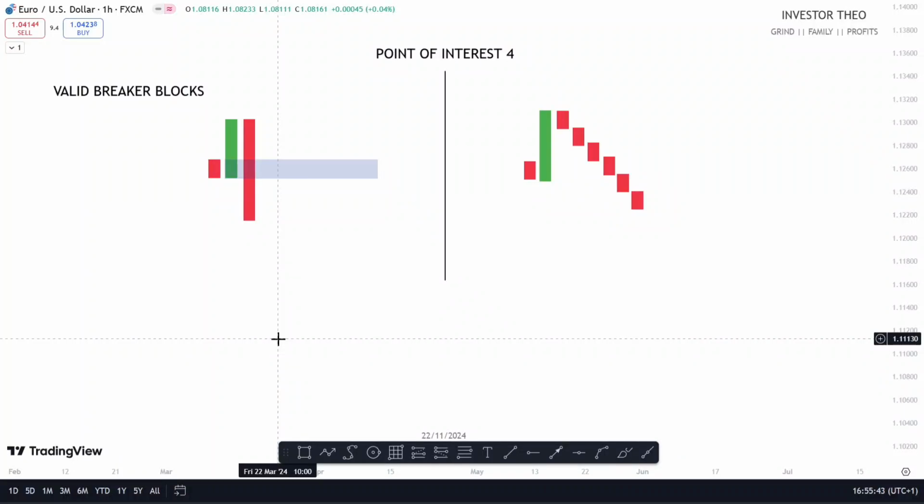Now in today's video, I'm going to be talking about point of interest 4, and we're going to focus on valid breaker blocks. Remember, we talked about point of interest 1, we did cost order block, point of interest 2, talked about valid order block, 3 breaker block, 4 valid breaker block. You can see the way we are moving forward because we are working with it as a series.